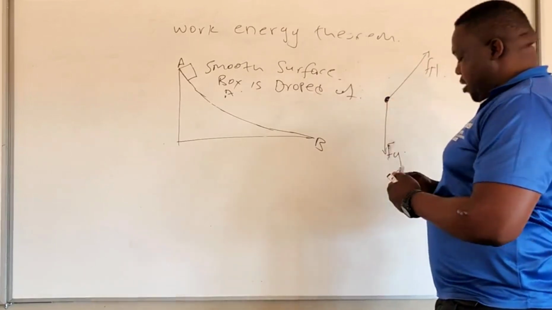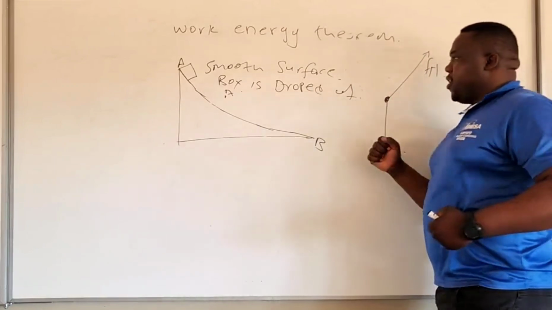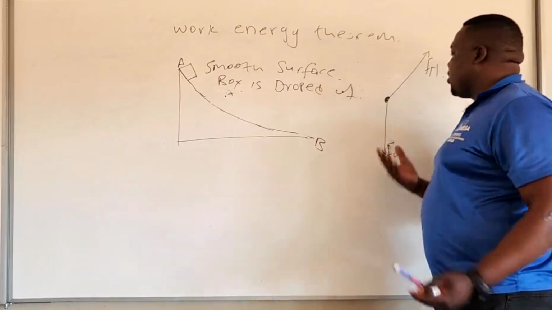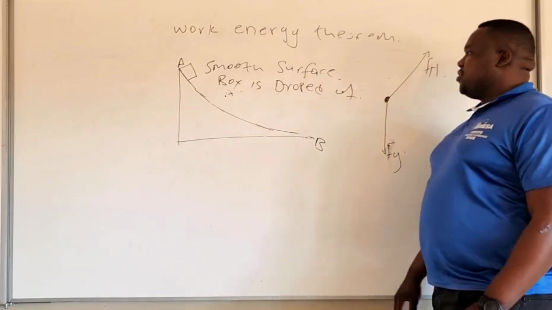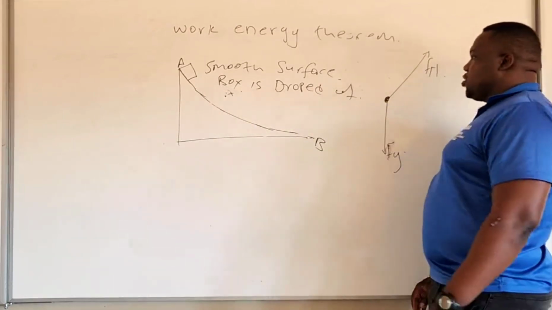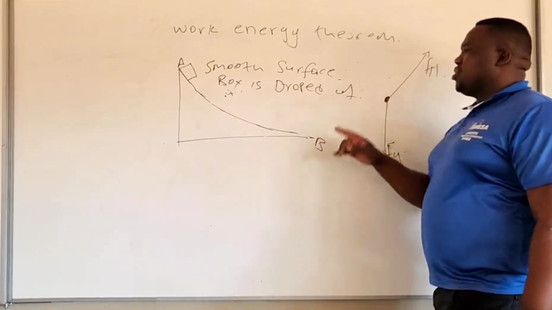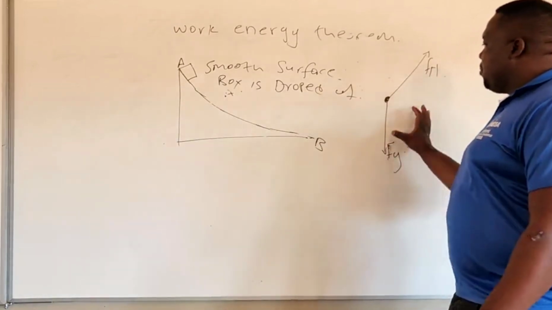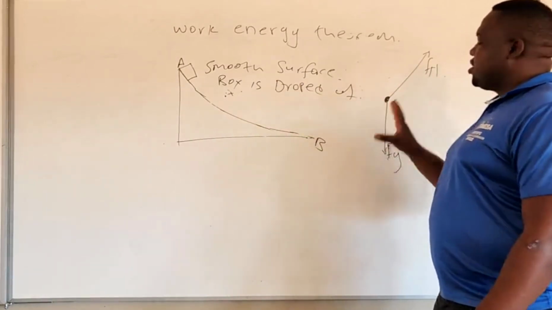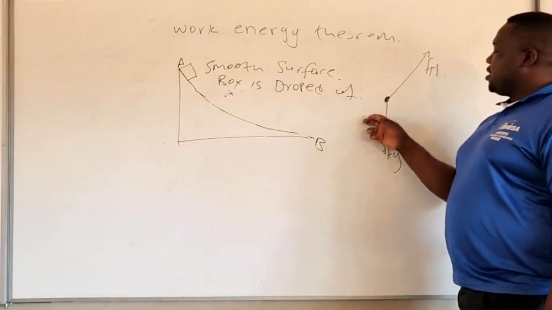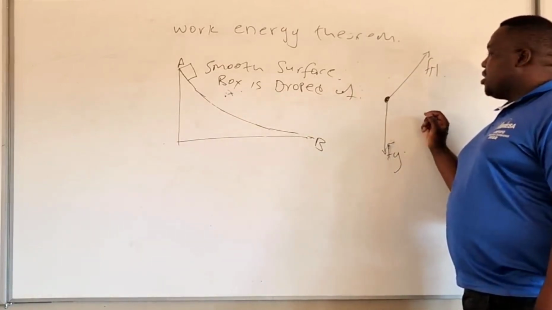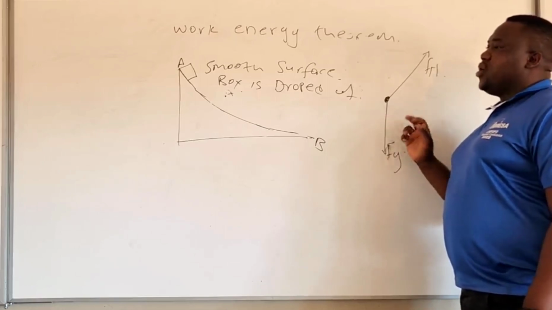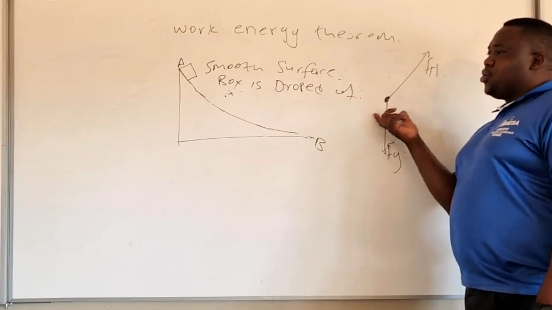Is the object being pulled by a force? Is there a force being applied on the box to cause it to move down? No, there is no such force. Is there a frictional force opposing the direction of motion of the box? No, there is no friction, it's a smooth surface. Meaning that the free body diagram for this box is this one. How many forces do we have which are acting on the object? We only have two forces.